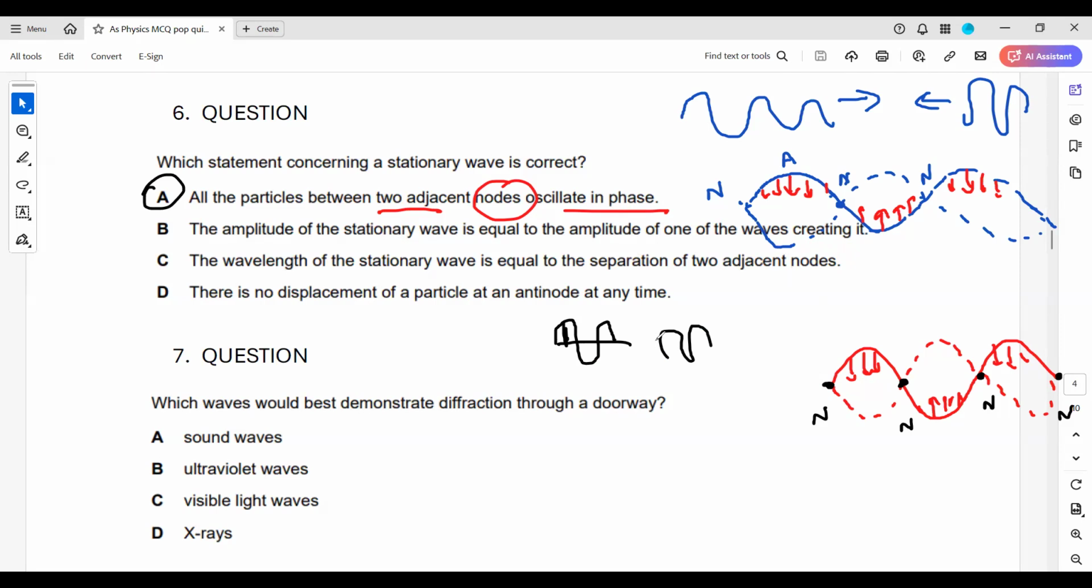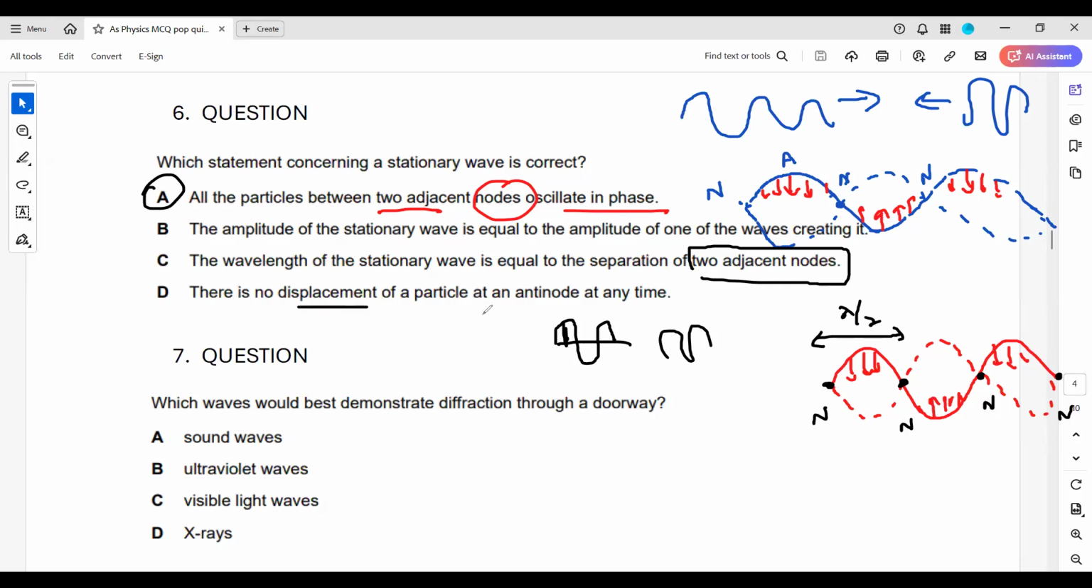That is not the case. It will be a sum or the difference of the amplitudes. The wavelength of a stationary wave is equal to the separation of two adjacent nodes. No. The distance between two adjacent nodes is equal to what? It is equal to half of the wavelength. So the spacing between two adjacent nodes is equal to lambda by 2, not equal to the wavelength.